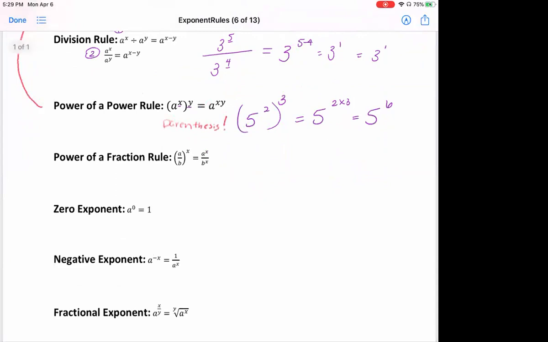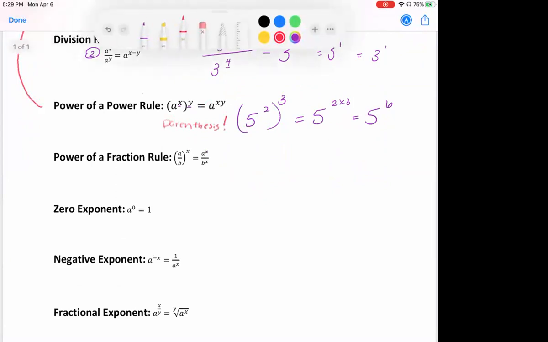Okay, another helpful exponent rule is the power of a fraction rule. This is saying, if I have an exponent applying to a fraction, it applies to the numerator and applies to the denominator, so that each one has the exponent applied to it. For example, if I have 2 over 3 to the third power, I don't have to multiply the fraction 2 over 3 times 2 over 3 times 2 over 3. I can just apply the exponent to each one separately. So I have 2 cubed divided by 3 cubed. The exponent applies to each one.